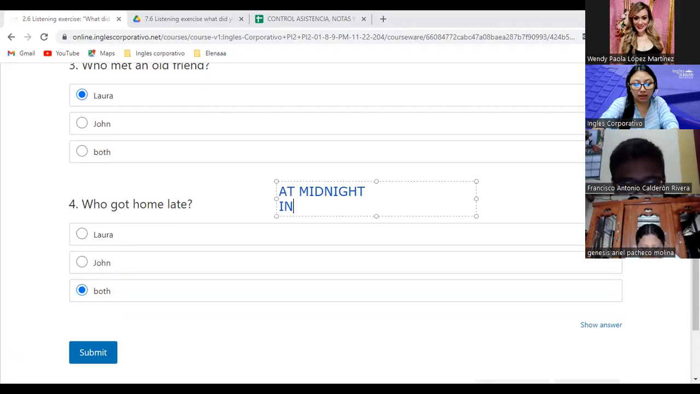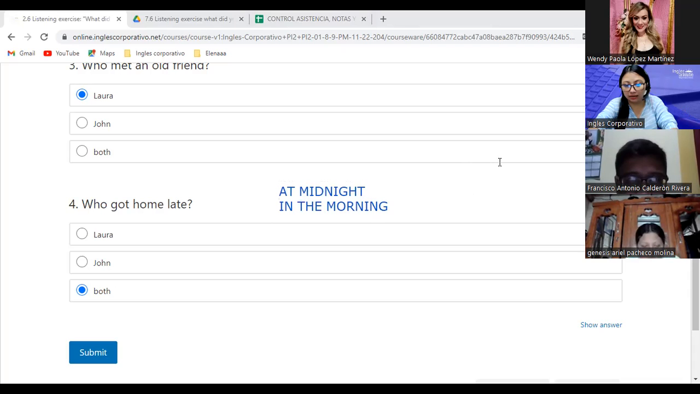In, solo lo ocupamos para in the morning, in the afternoon. Pero cuando es night, midnight, at midnight. Okay. Entonces, in the midnight, not really. ¿Cuál es lo correcto? At. At midnight. Midnight. Bien, clase.